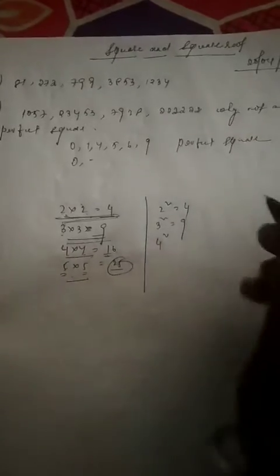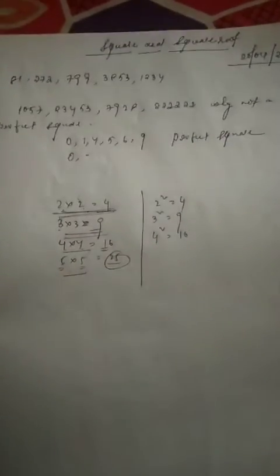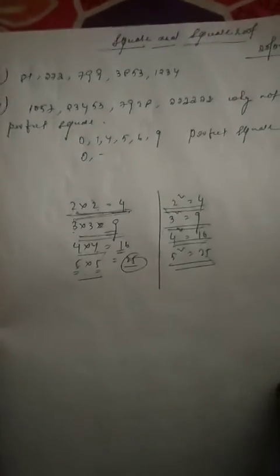So instead of writing 2 into 2, 4, I could have written 2 square is equal to 4. Instead of writing 3 into 3, I could have written 3 square is equal to 9. 4 square is equal to 16. 5 square is equal to 25. These are the squares of these numbers. So square is really very easy to understand. When I'm finding the square of a number, that number will multiply itself.